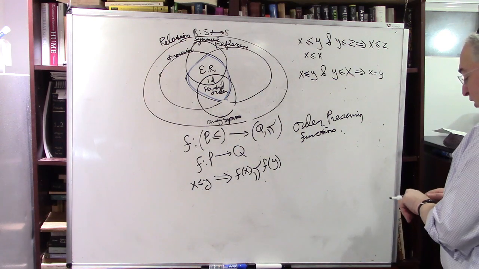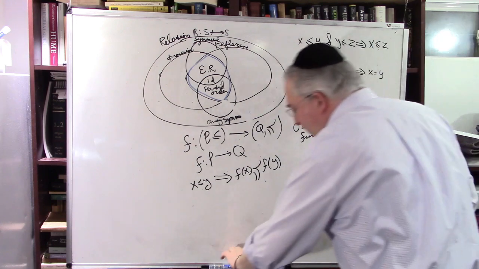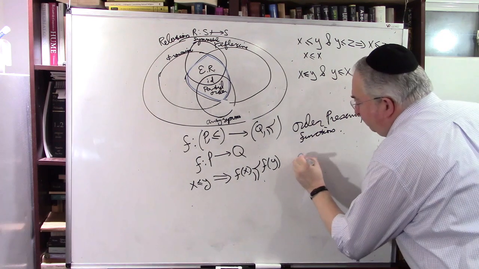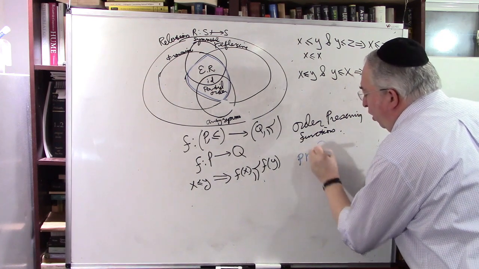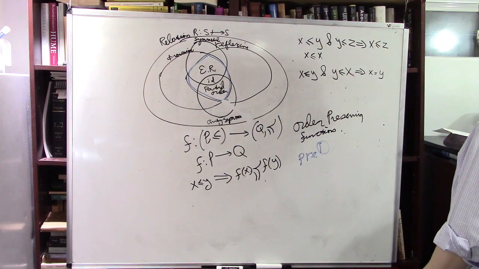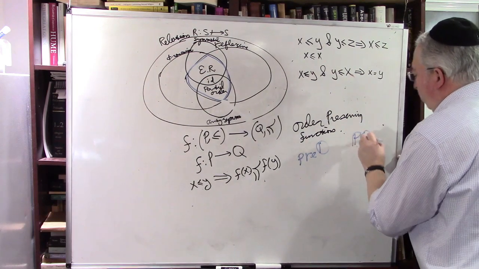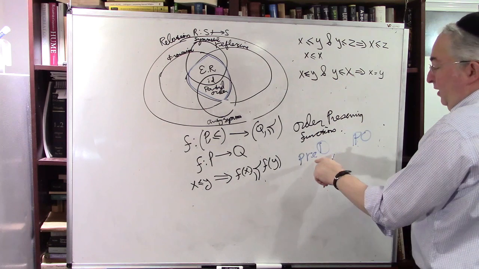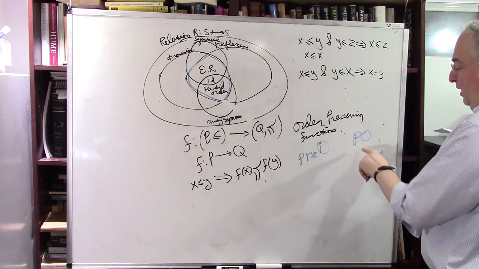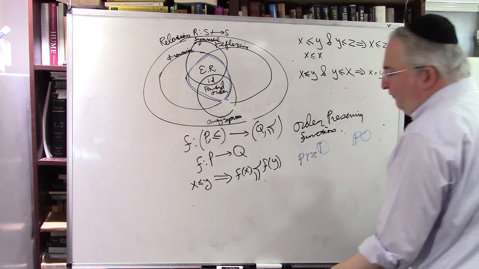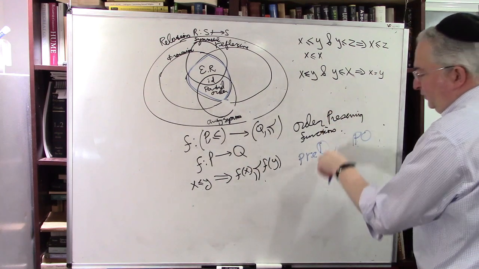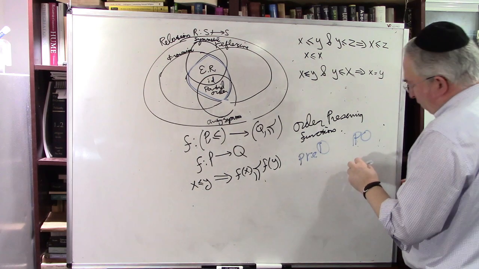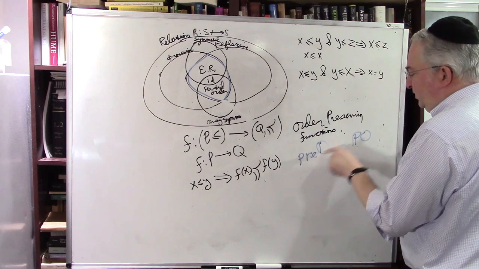And now we have to talk about two new categories that we didn't see before, with two funny names. One is called PREO, pre-orders, and one is called PO, partial orders. The objects here are pre-orders, and here they're all partial orders, and the morphisms are order-preserving functions. The morphisms in here are order-preserving functions. The morphisms in here are order-preserving functions.